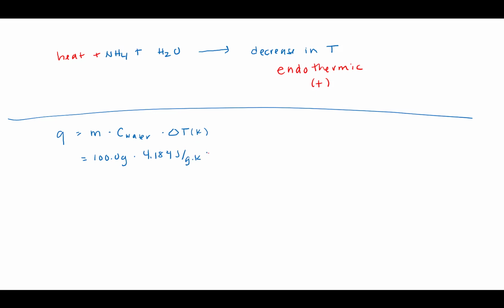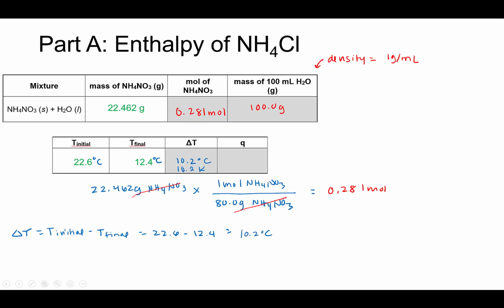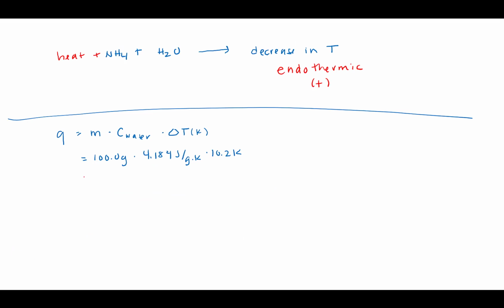And our delta T is 10.2. So our units that cancel are grams and Kelvin, so we should just have joules left. So I have 4267.68 joules. So I'm going to put that in my table.